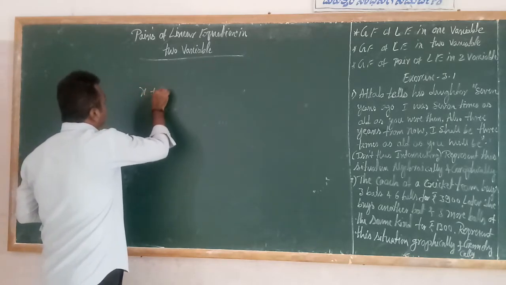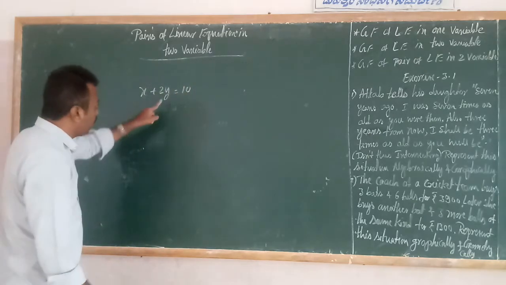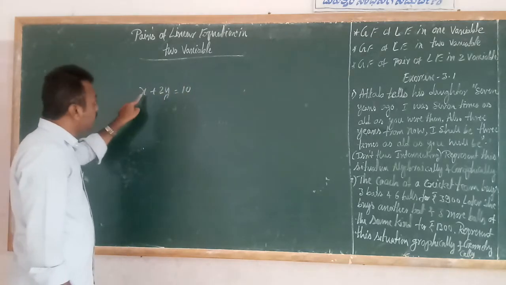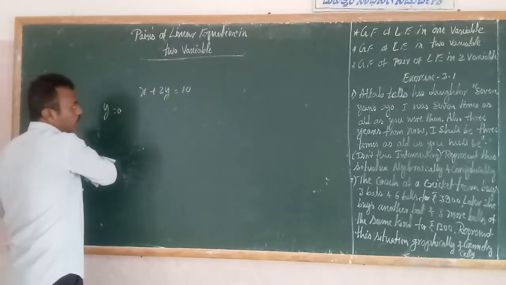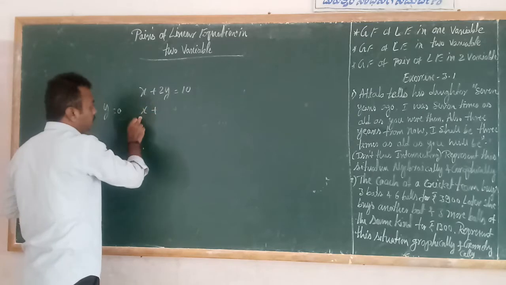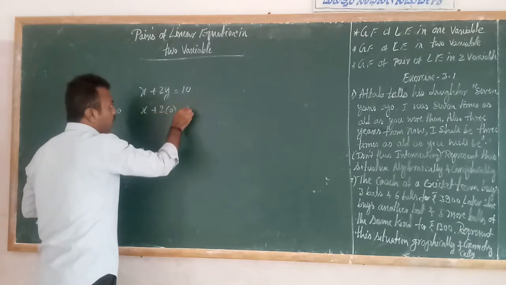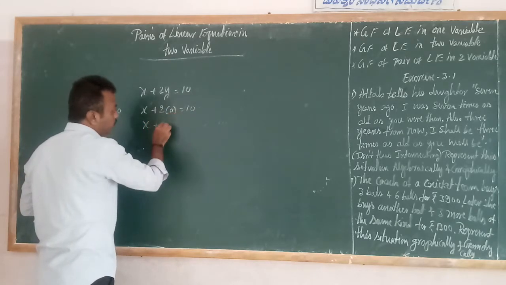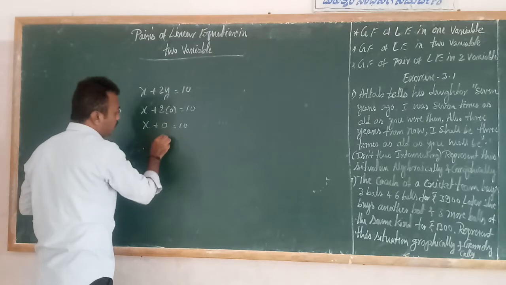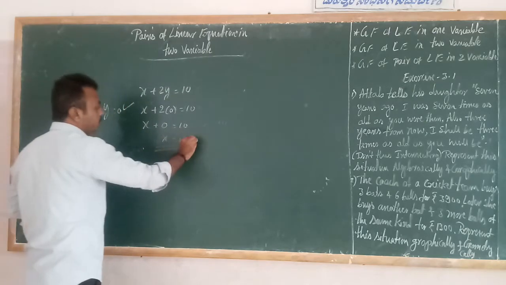x plus 2y is equal to 10. I will put in the y value so that the x value exists. For example, I will put y is equal to 0. So what is the x value? x plus 2 into the value of y, which is 0, is equal to 10. So x plus 2 into 0, which is 0, is equal to 10. x plus 0, so x is equal to 10. This is the value of x. The y value is 0, the x value is 10.